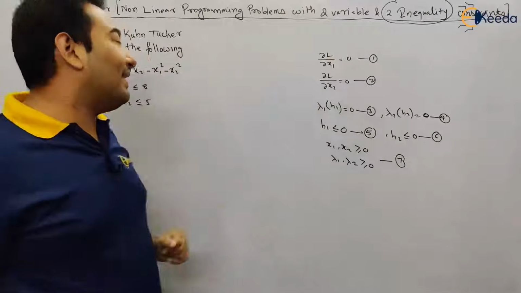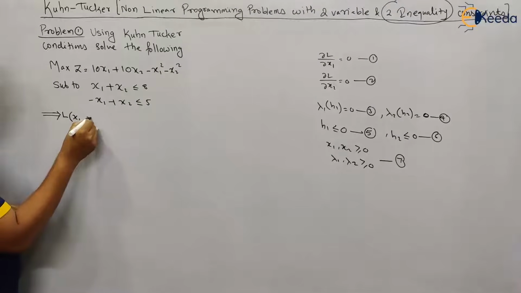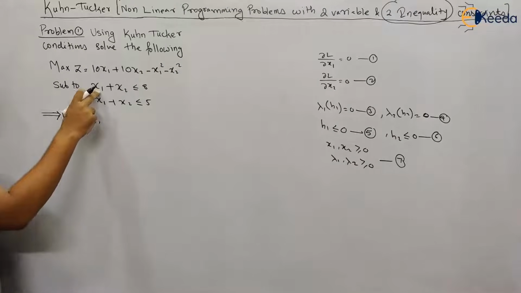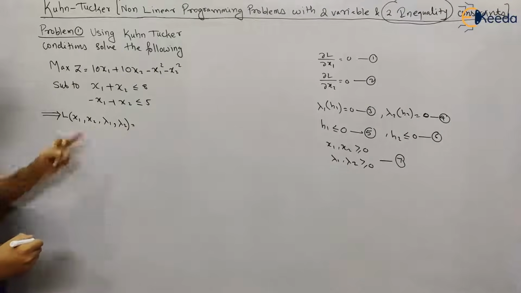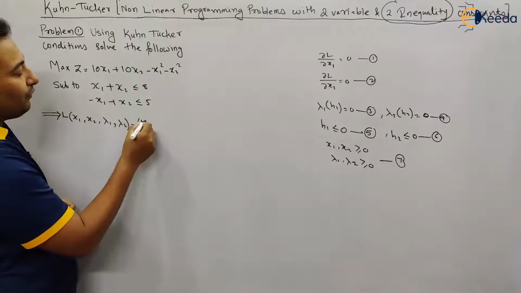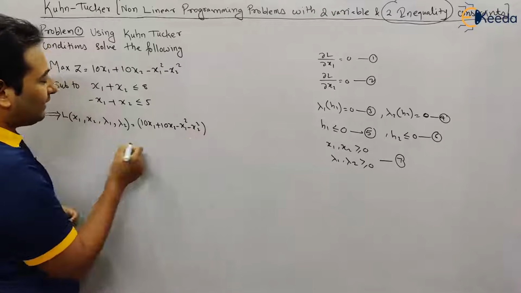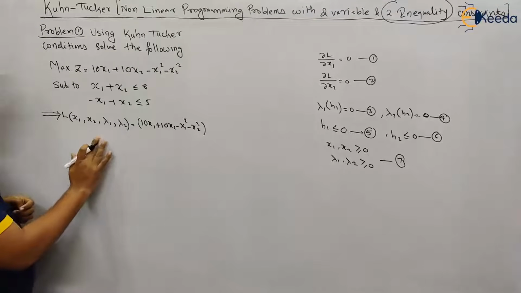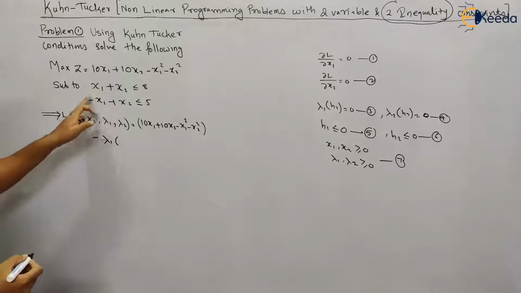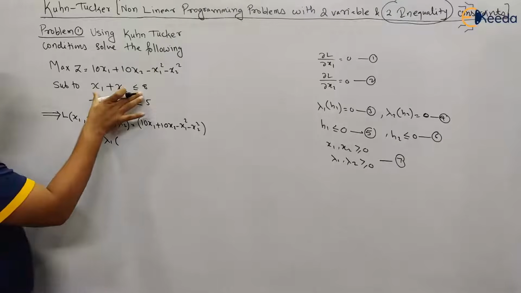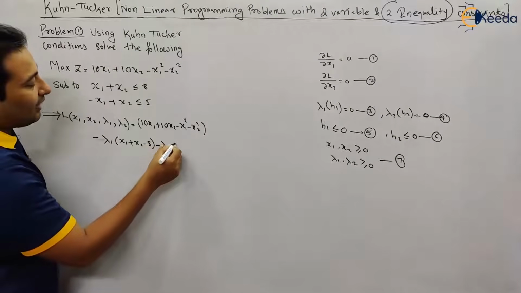First of all, we need to form L. L will be a function of x1, x2, and then there are two constraints. Therefore, from the first constraint we'll get lambda 1 and then lambda 2. So that will be the objective function minus the constraints. The objective function is 10x1 plus 10x2 minus x1 square minus x2 square, minus lambda times constraint. Now here we have two lambdas. So lambda 1 times the first constraint. So what is the first constraint? The first constraint is this: 8 will come to this side, x1 plus x2 minus 8, minus lambda 2 times.